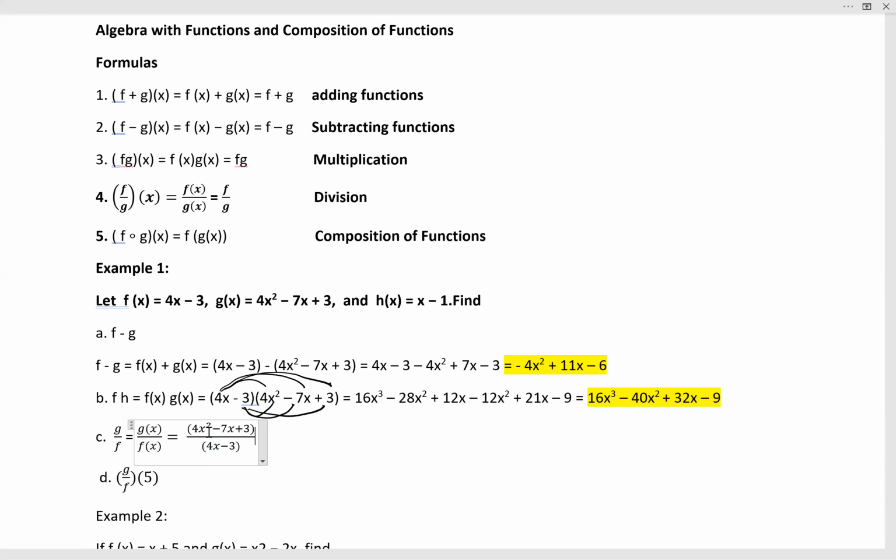Okay, so can we simplify this? Maybe we have to consider this. Can we factor the top? Okay, so let's do the AC method and see what happens. I have A and C for the top. I'm considering the 4x squared minus 7x plus 3, and I'm trying to factor this.